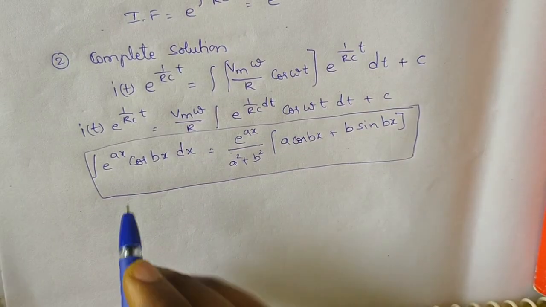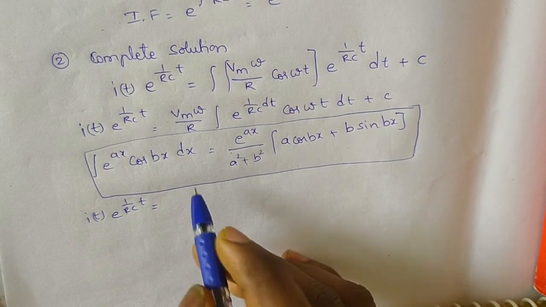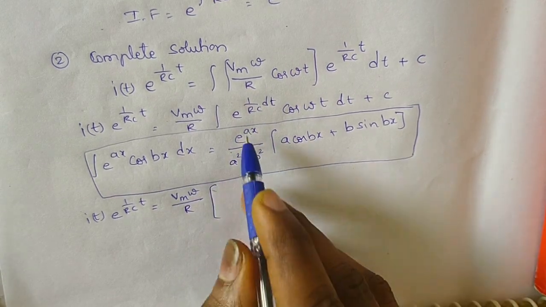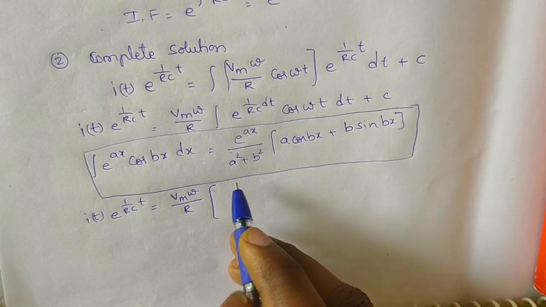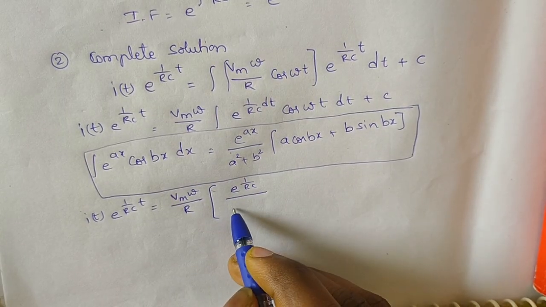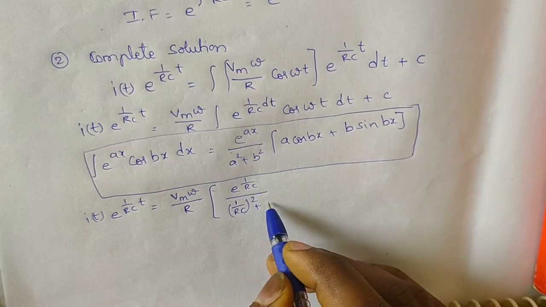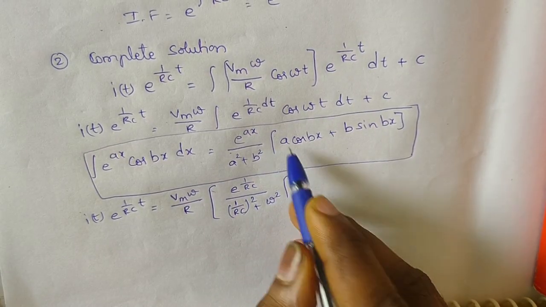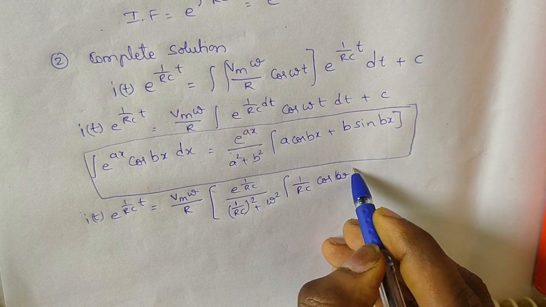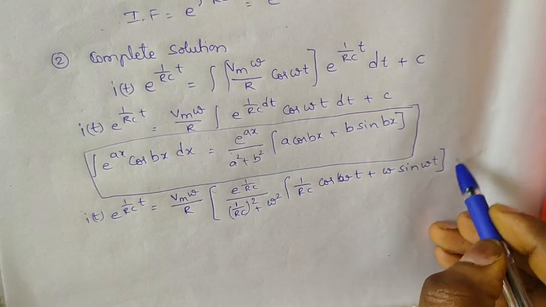By this formula we will be writing I of t e power 1 by RC into t is equal to Vm omega by R. Integration of this one, we will be replacing with e power ax, that is e power 1 by RC t, by a is 1 by RC whole square plus b is omega square, into a value which is 1 by RC cos omega t plus omega sin omega t, plus c.